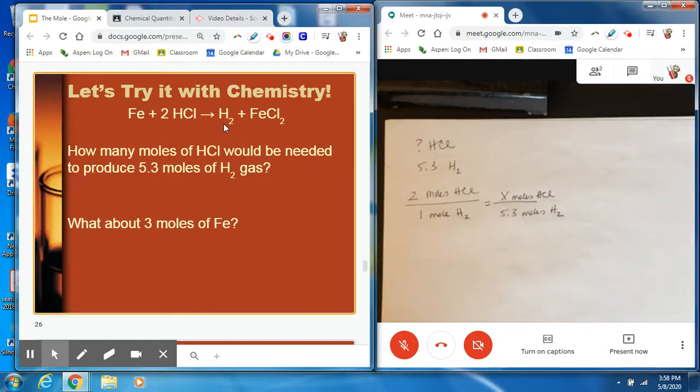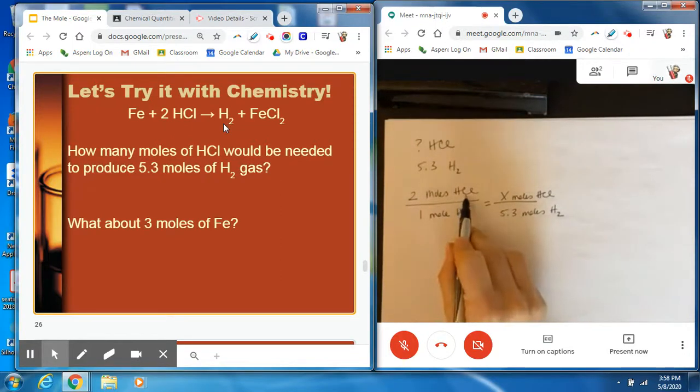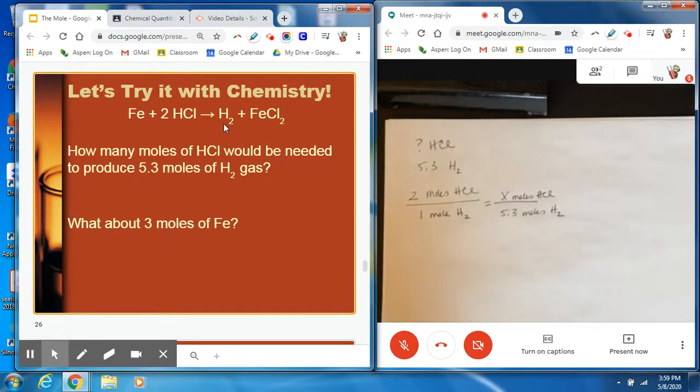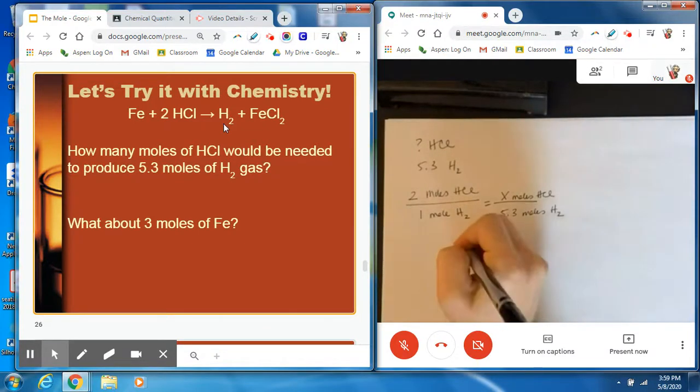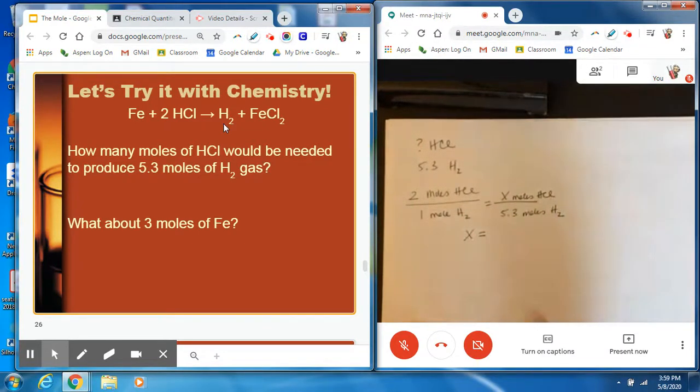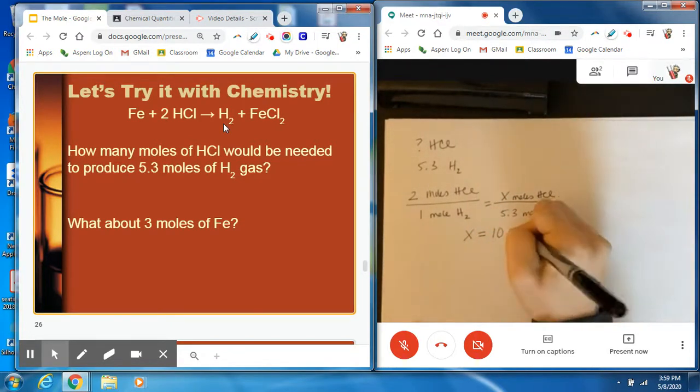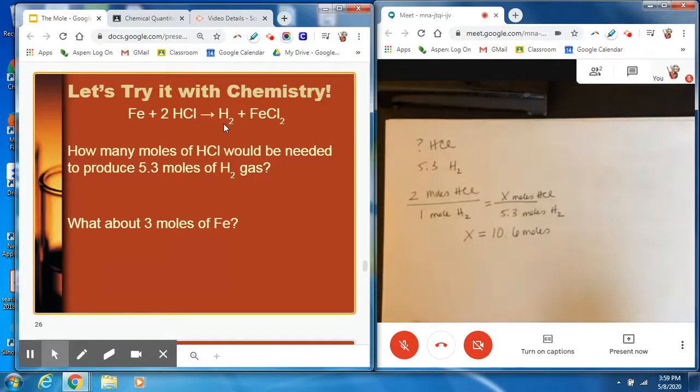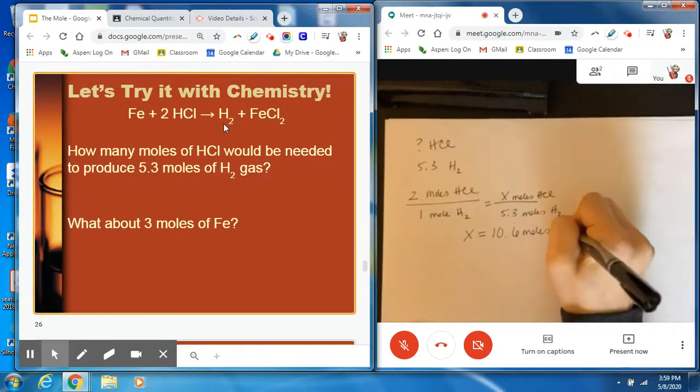And again, let's remember, the units on the top have to match and the units on the bottom have to match. So if you're wondering where do I put that number, you make sure the top matches, bottom matches, and you're golden. Again, now we're going to cross multiply and solve for x. So when we cross multiply and solve for x, we'll find that x is equal to 2 times 5.3. We find that we would need 10.6 moles of HCl.